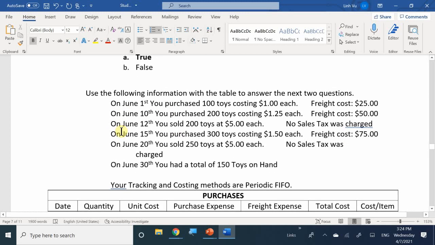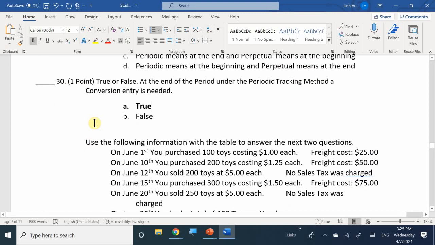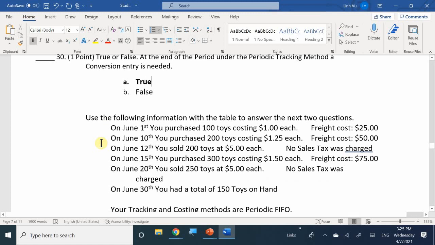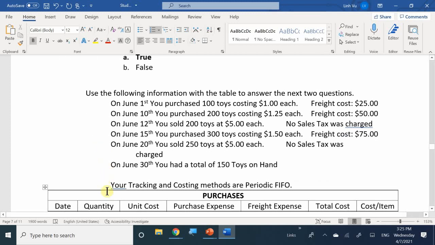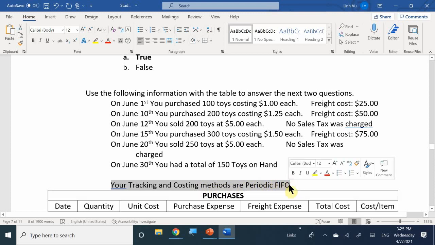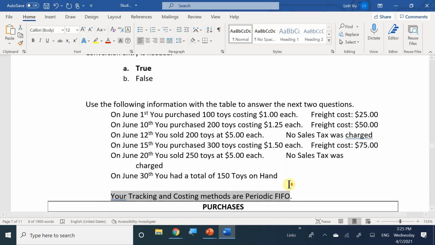So let's go ahead and take a look at this scenario here. We're going to be practicing each and every single costing method that we taught in this class. So here's the first one. Use the following information with the table to answer the next two questions. The most important thing that you want to look for is your tracking and costing method are periodic FIFO. That's very important. Now we know it's going to be first in, first out. So let's go through each scenario.